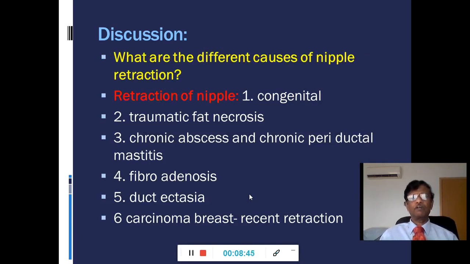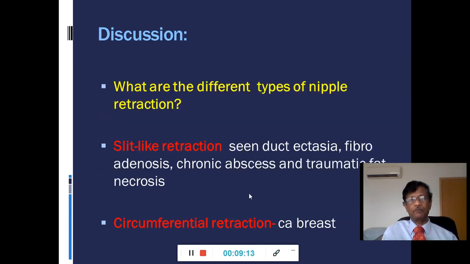What are the different causes of a nipple retraction? Congenital retraction and carcinoma breast. Not only that, you can see retraction of a nipple congenitally, in traumatic fat necrosis, in chronic abscess or chronic periductal mastitis, in fibroadenosis, in ductectasia and in carcinoma breast, that is a recent retraction, very important.